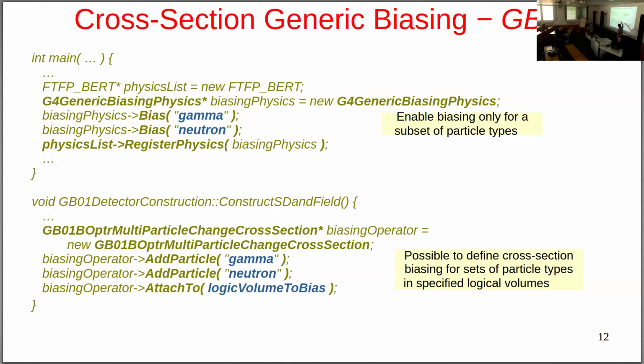And then at the level of the detector construction, where you specify the sensitive detector and field, you define things like shown here. You again specify which particle, and this is the important thing, you specify in which logical volume you want to bias, because it can be convenient to bias only in a particular region, typically, not everywhere. So you can define the biasing only in specific logical volumes.